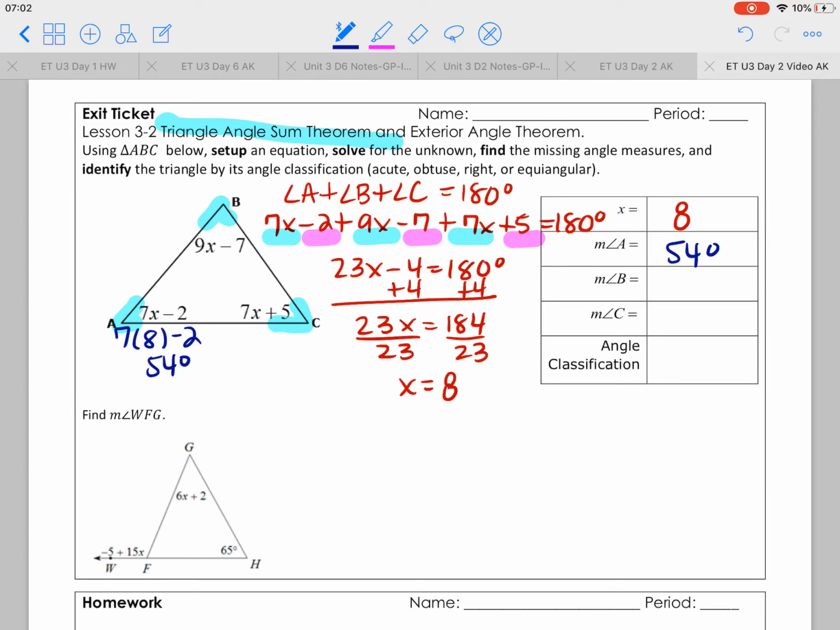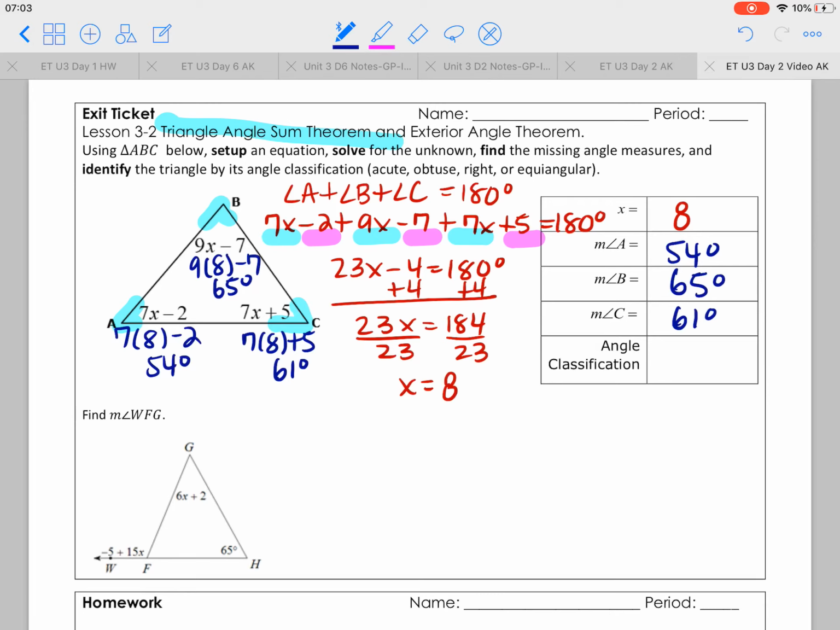So 7 times 8 minus 2: 7 times 8 is 56, minus 2 is 54 degrees. That's for angle A. Now for angle B, 9 times 8 minus 7: 9 times 8 is 72, minus 7 is 65 degrees. And then for angle C, 7 times 8 plus 5: 7 times 8 is 56, plus 5 is 61.